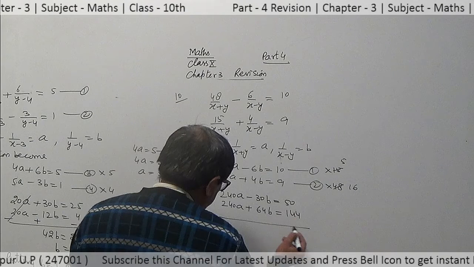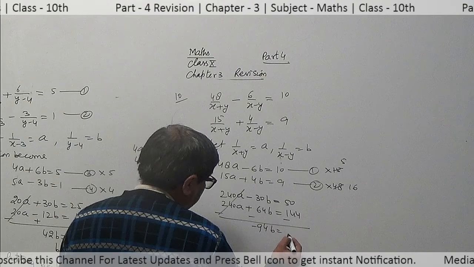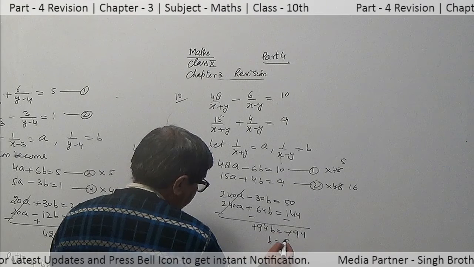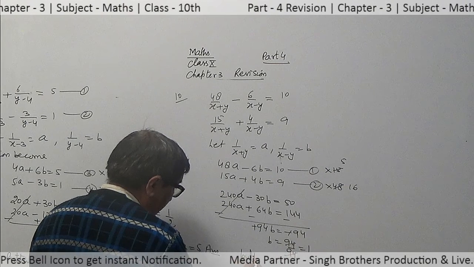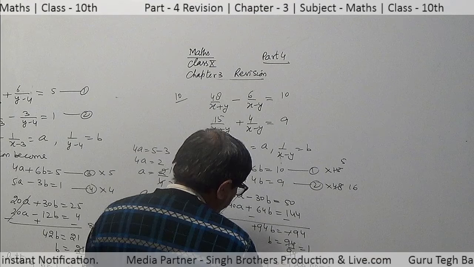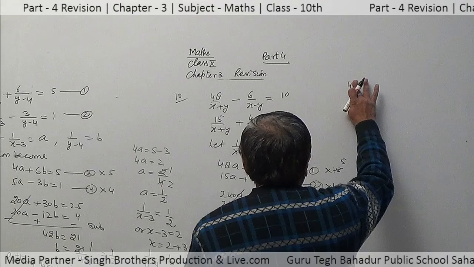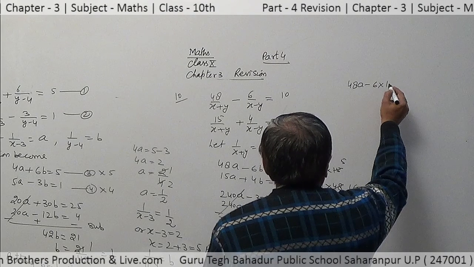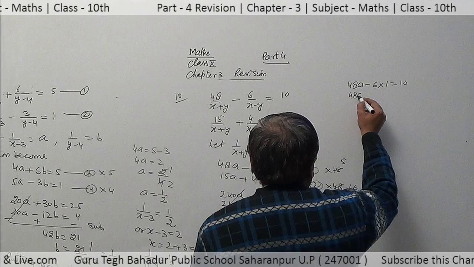Subtract it, cancel it. Minus 94b is equal to minus 94, minus and minus cancel, b is equal to 94 upon 94, that is 1. Putting b is equal to 1 in equation 1, 48a minus 6 into b, value of b is 1, is equal to 10.